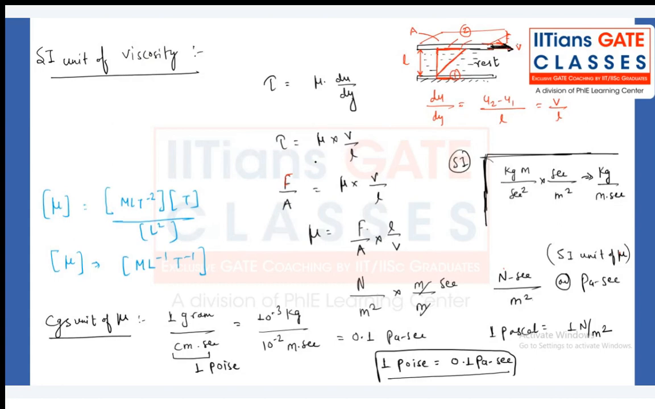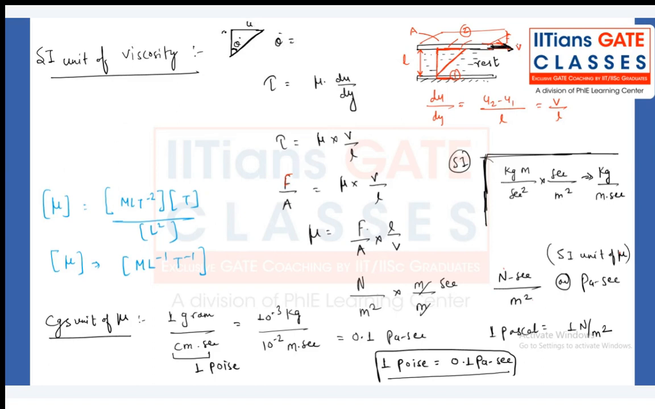Now for the time being, my friend, I'm assuming the velocity profile between the two plates is a linear velocity profile. Just for the sake of understanding and easiness, I'm assuming the velocity profile to be a linear velocity profile. If I assume a linear velocity profile, will my slope change in the y direction? It will not change.